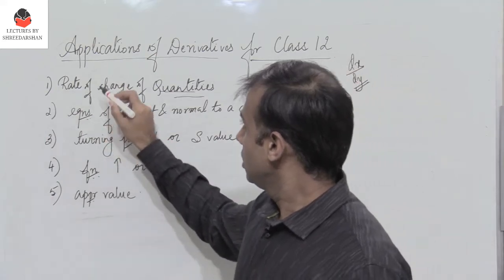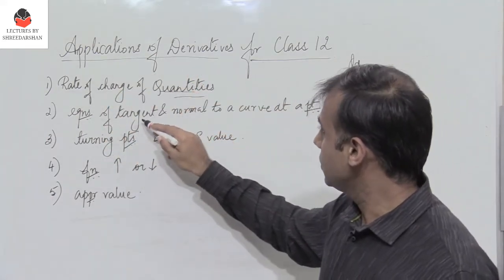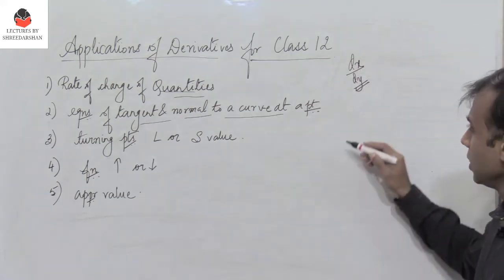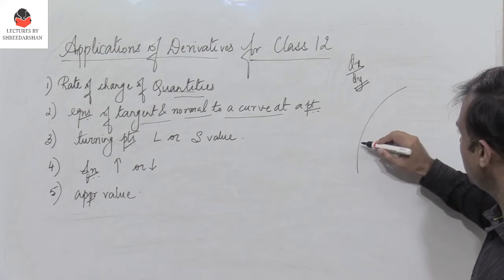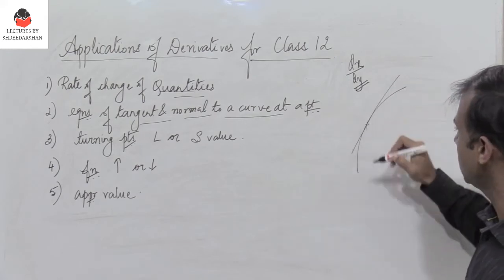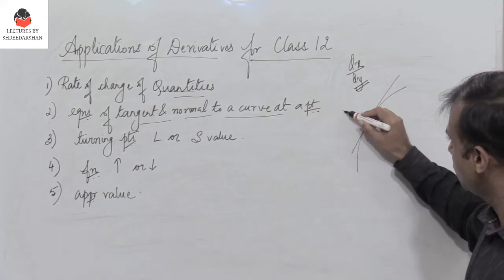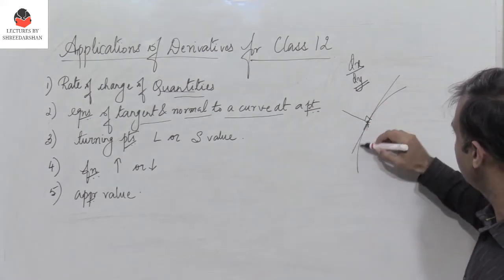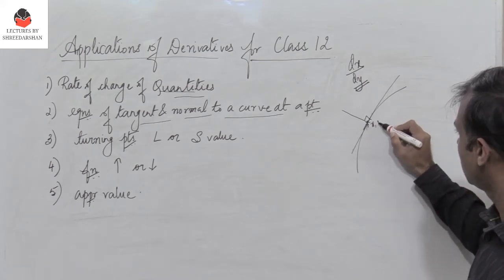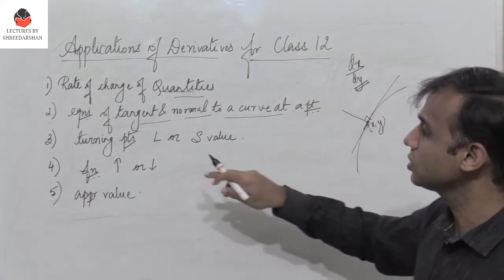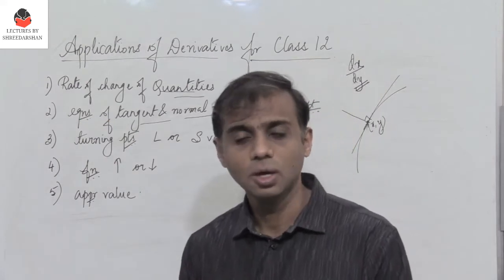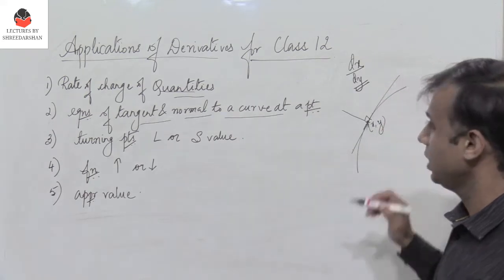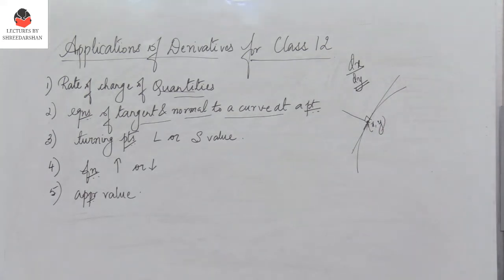Next, derivatives can also be used to find the equations of tangents and normals to a curve at a given point, right? So suppose I have a curve. Can I find the equation of a tangent or can I find the equation of a normal? So normal is perpendicular to the given curve at a given point, say x comma y. So is it possible for us to find those equations of a tangent or the equations which are normal to a curve at a given point x comma y? So yes, we can find that.